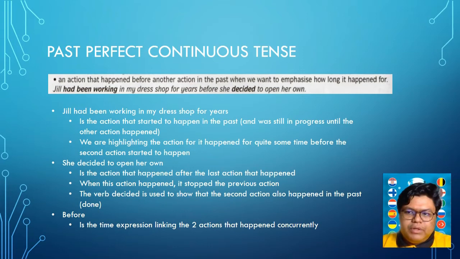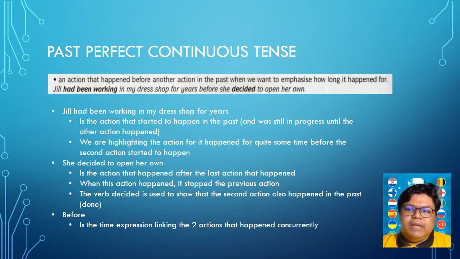Okay, baru second action berlaku. So maksudnya first action jalan, bila second action start je, yang first action tadi dah stop. Okay, dan kita nak highlight kat sini kenapa kita gunakan past perfect continuous, because we want to highlight how long it was, berapa lama first action tu berlaku.